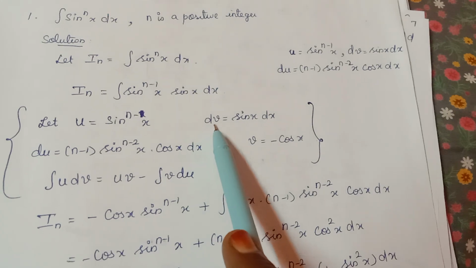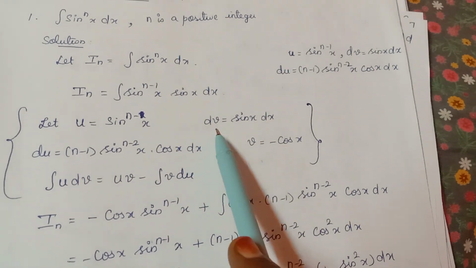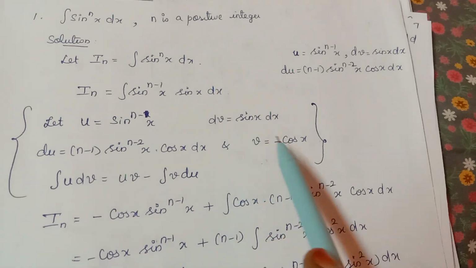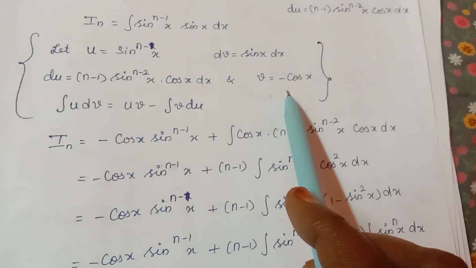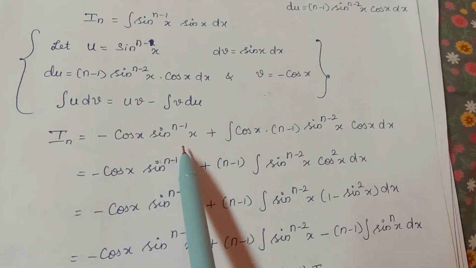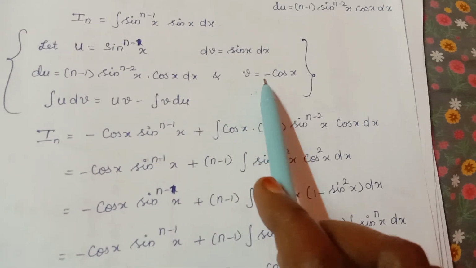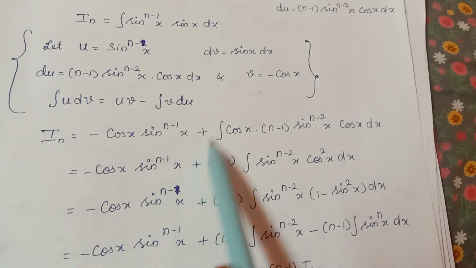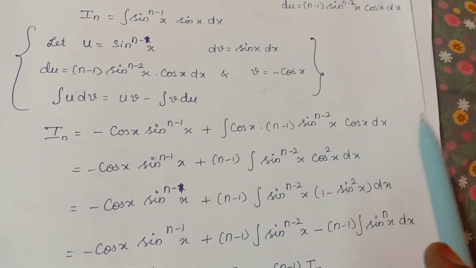Next, sin x dx is my dv. Integrate it and get v. So v is equal to integration of sin x, which is minus cos x. What's the formula? uv minus integral v du. So what is uv? Minus cos x into sine power n minus 1 x, minus v into du. Already one minus is there, so it will become plus cos x into n minus 1 sine power n minus 2 x into cos x dx.